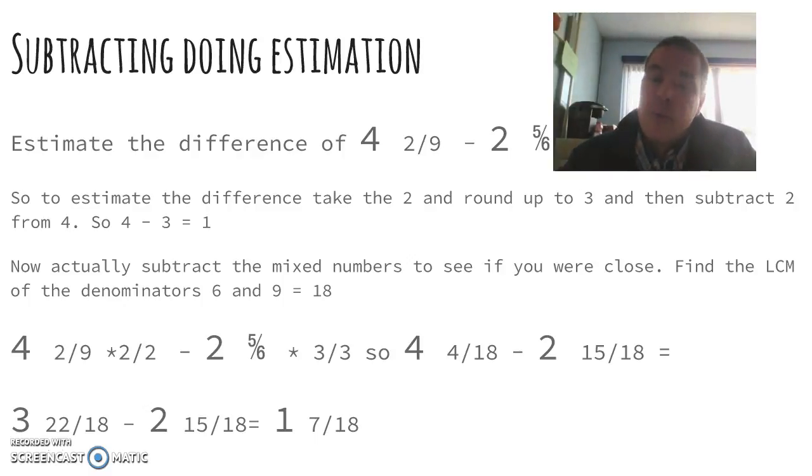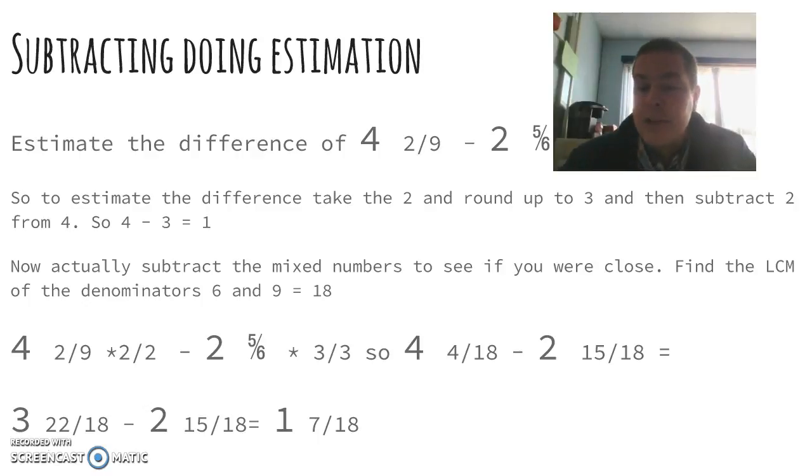We need to transform that 2 ninths into a denominator of 18. So we're going to multiply the top and the bottom by 2. So we're going to transform 4 and 2 ninths to 4 and 4 eighteenths. Then we're going to transform the 2 and 5 sixths to something with the denominator 18. So 5 sixths turns into 15 over 18 because we multiplied the numerator and the denominator by 3.